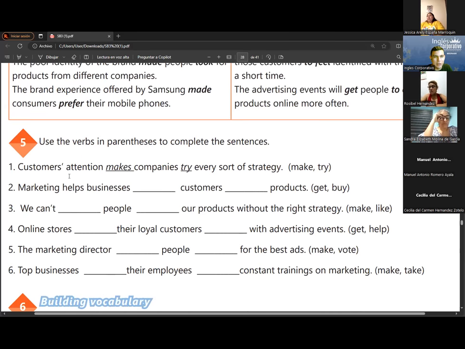Sin embargo, tenemos que recordar la regla de la tercera persona, de las terceras personas en el singular de la forma afirmativa del presente simple. Por ejemplo, cuando tenemos que agregar S o ES a los verbos. Por ejemplo, customer's attention makes. ¿Cuándo vamos a agregarle S o ES a los verbos? Cuando es tercera persona. Ok, en el presente simple, en la forma afirmativa. Entonces, vamos a ir rellenando el ejercicio 5. El ejercicio 5. Ok, con make or get. Ok. There we go.